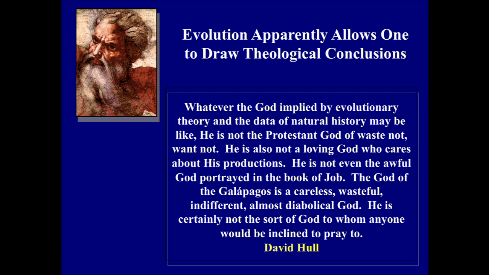Evolution apparently allows one to draw theological conclusions. Check out this one by David Hull. Whatever the God implied by evolutionary theory and the data of natural history may be like, he is not the Protestant God of waste not, want not. He is also not a loving God who cares about his productions. He is not even the awful God portrayed in the book of Job. The God of the Galapagos is a careless, wasteful, indifferent, almost diabolical God. He is certainly not the sort of God to whom anyone would be inclined to pray. It is that kind of incendiary language, I think, which incites a polarizing view of an explanation of evolution, if not a polarizing view between religion as a philosophy and science as a philosophy.